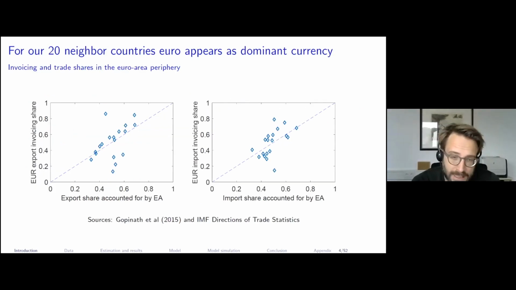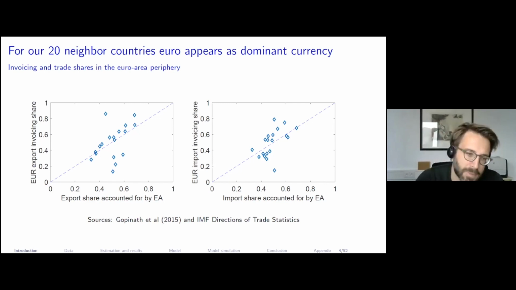And to set the stage, in order to explore a little bit what's going on from a theory point of view, we work with a model which features in some sense dominant currency pricing as well, because if you look at the euro area, as a first approximation, it's fair to assume that there is something going on like dominant currency pricing, with the point that it's the euro which is the dominant currency for these 20 neighbor countries, which we do consider here. So each diamond is one of the neighbors. So you see 19 diamonds because we don't have Croatia in there.